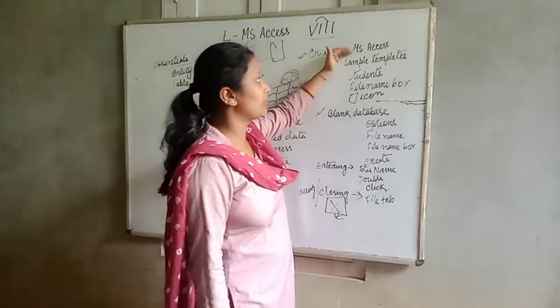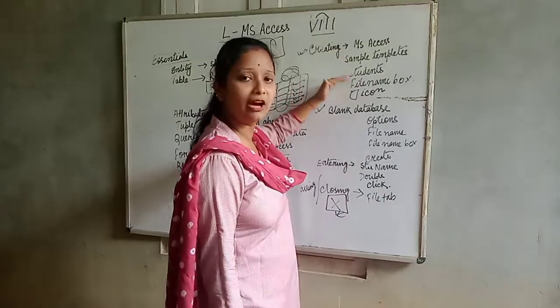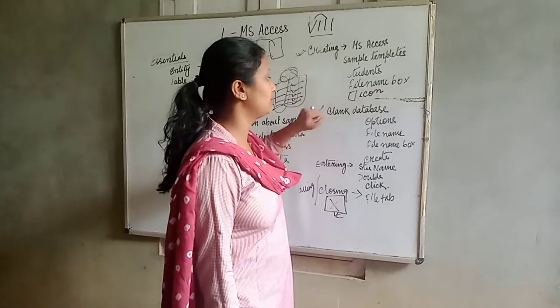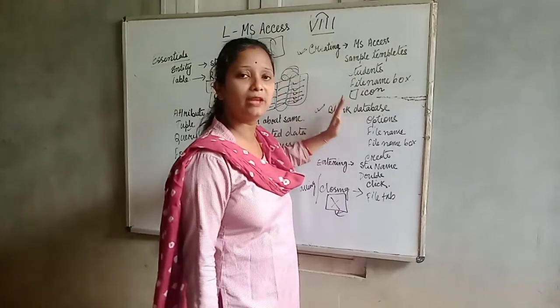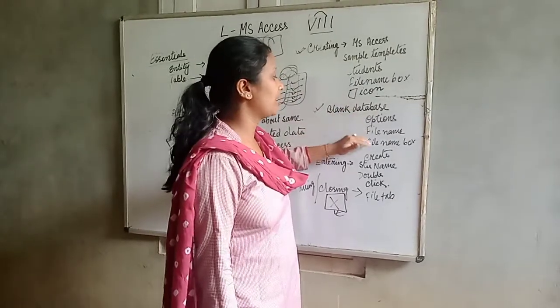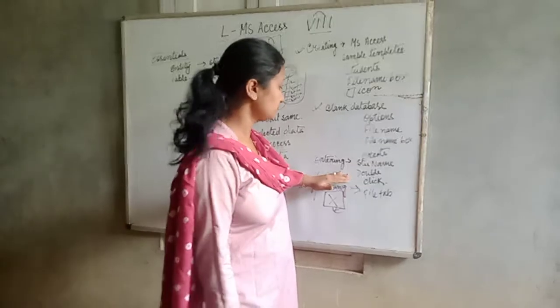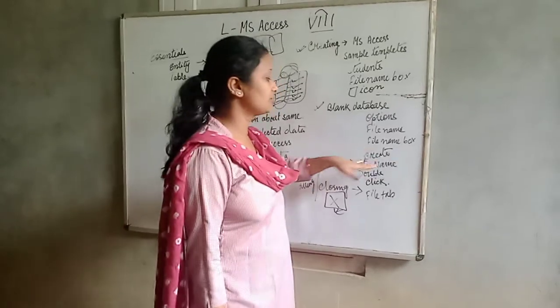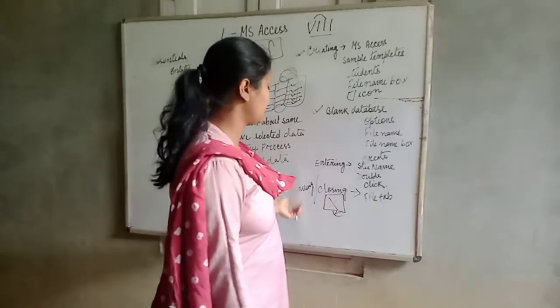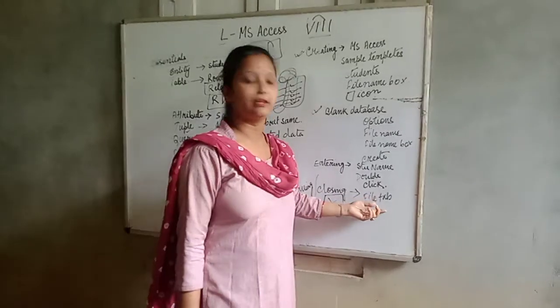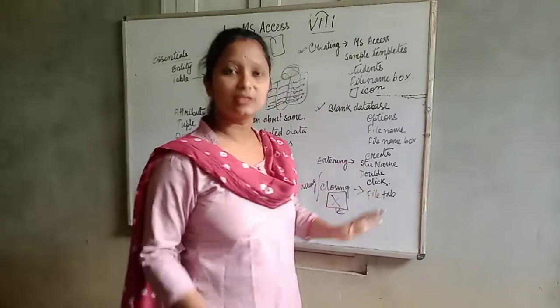How to create? Go to MS Access sample template, student, file name box, and icon, blank database. First you have to go to the blank database option, file name box. For entering, double click the student name, you can enter the data. Saving and closing, go to the file tab. So this is about this chart.